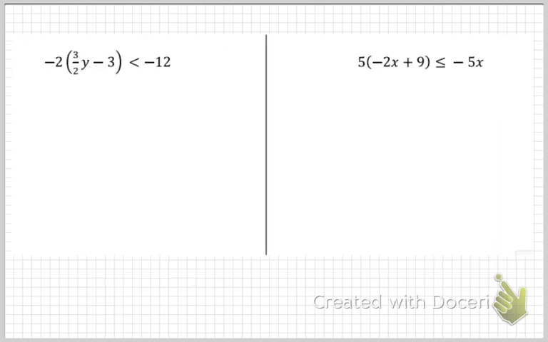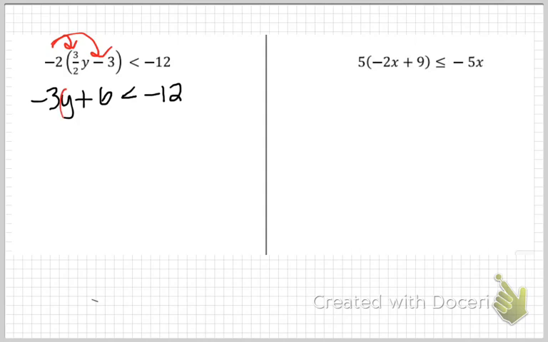Okay, not bad. Let's try a couple more. Again, we see parentheses. We're going to distribute. We're going to multiply. Negative 2 times 3 over 2 is negative 3y. Negative 2 times negative 3. Well, negative times a negative makes a positive. 2 times 3 is 6. Bring down the inequality. Bring down the minus 12.